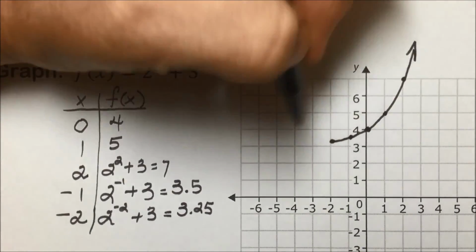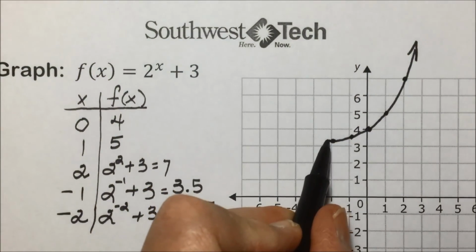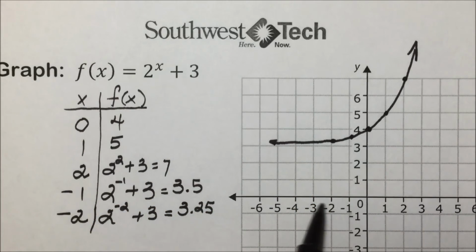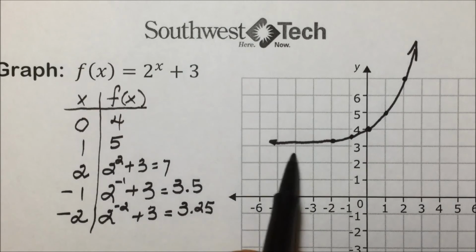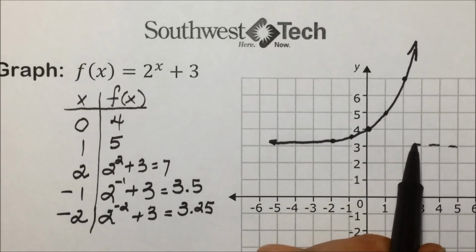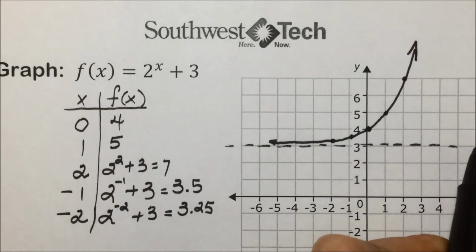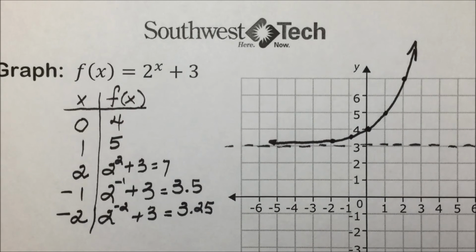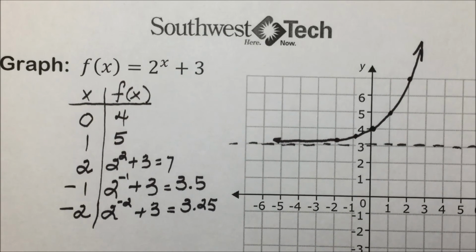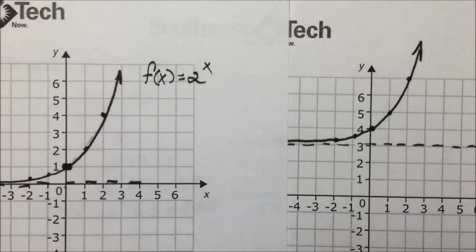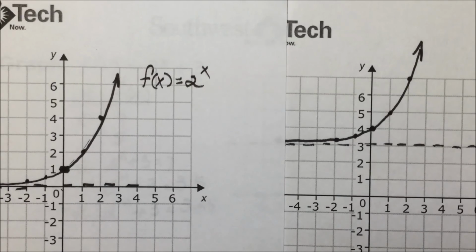We see that it's increasing from left to right, but this time we have a sense that as our x gets smaller and smaller, instead of having the x-axis act as our asymptote, we are going to have y equal 3 act as the asymptote. So here, this graph was a translation vertically up 3 from, again, that parent function of f of x is equal to 2 to the x.